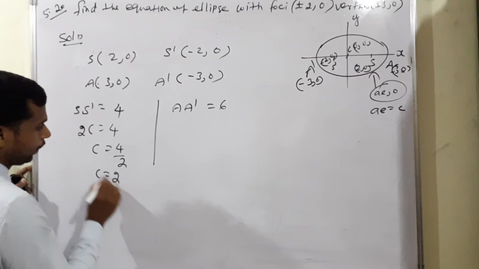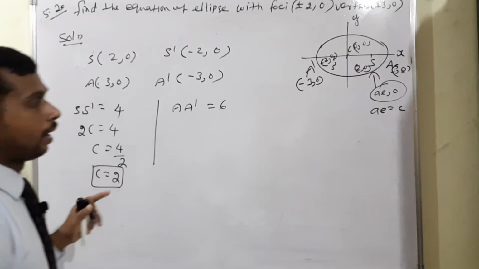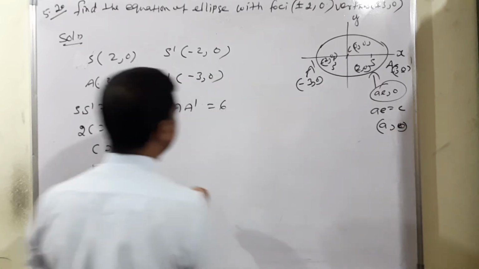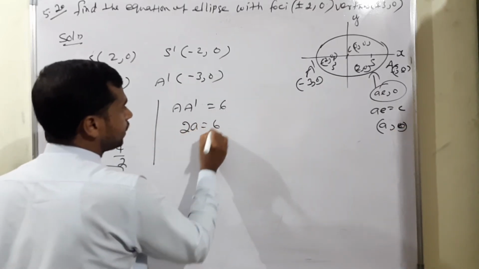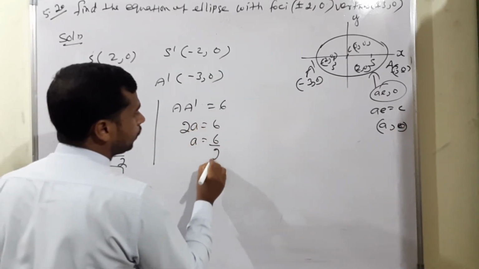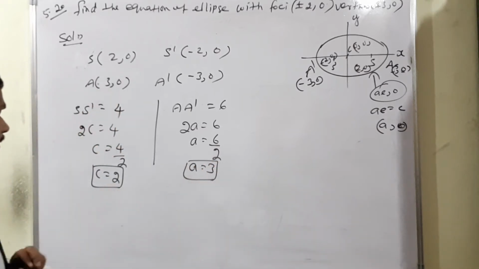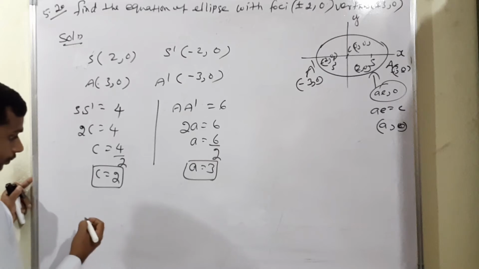Therefore, the C value will be 2. Then we already know the vertices are (A, 0). So A is equal to 6 by 2. Therefore, A is equal to 3. After getting the A and C values, what do we have to do?